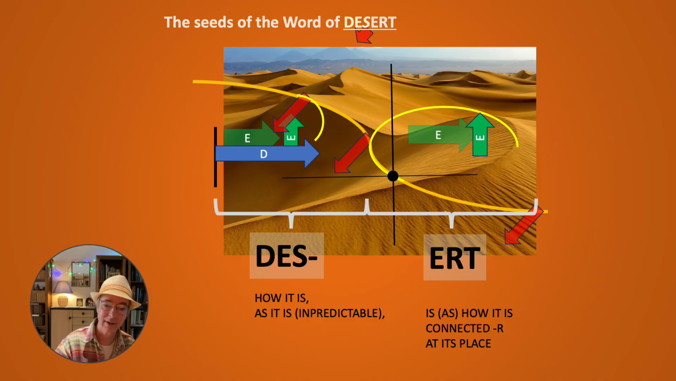Des can be translated a bit as trying to find our way in how things are in their unpredictable nature. So we try to find out what it is despite its unpredictable nature. And earth is more like how this connects itself, R via the material, and T on at a certain place. You can read that in my system.